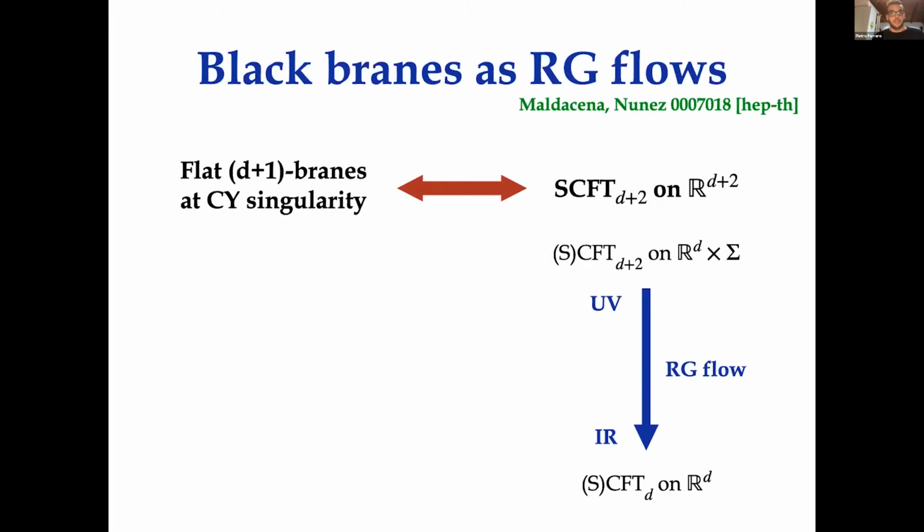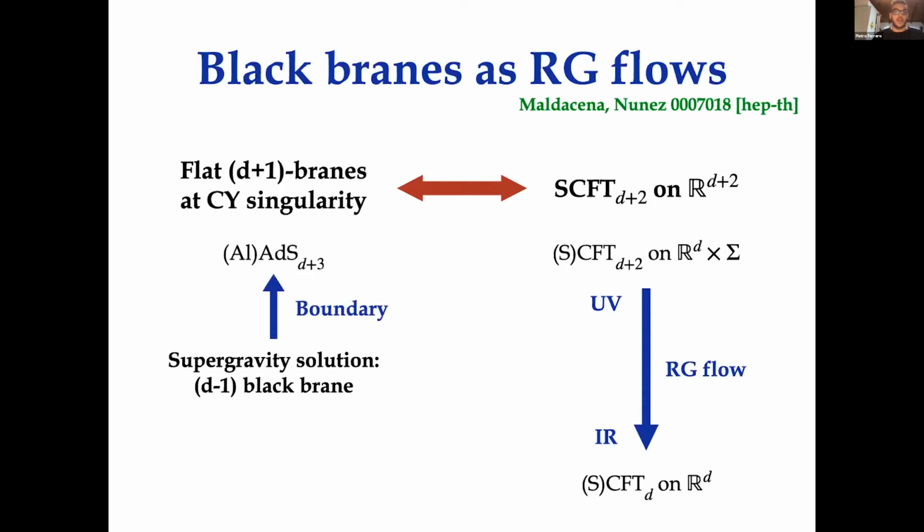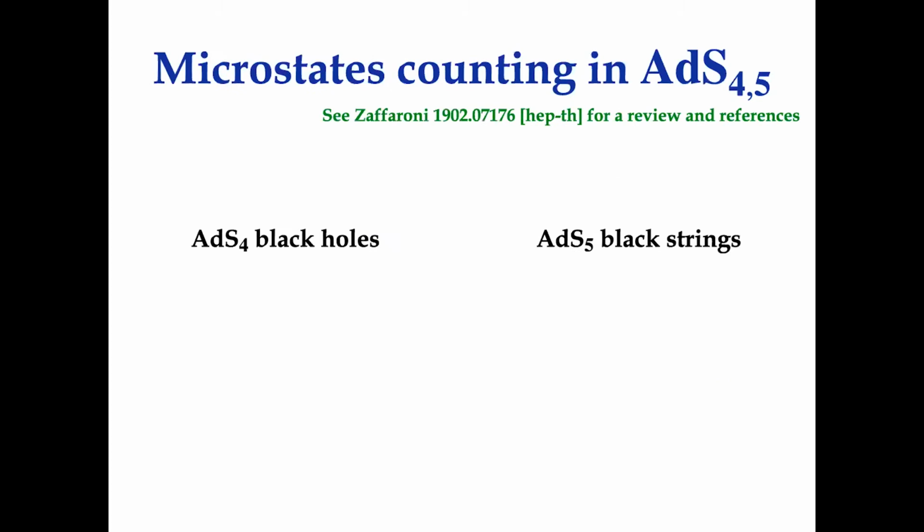And the dual description of this in supergravity is a (d-1)-dimensional black brane solution, which interpolates between AdS_(d+3) space at the boundary and a horizon which looks like AdS_(d+1) times Σ. And the idea is that then we realize a duality between this horizon and the compactified theory in d dimensions. So we will consider this scenario in the specific case of AdS4 black holes and AdS5 black strings.